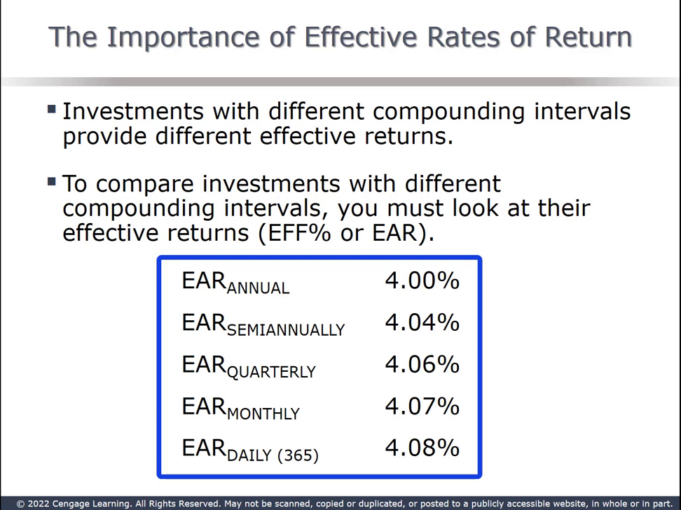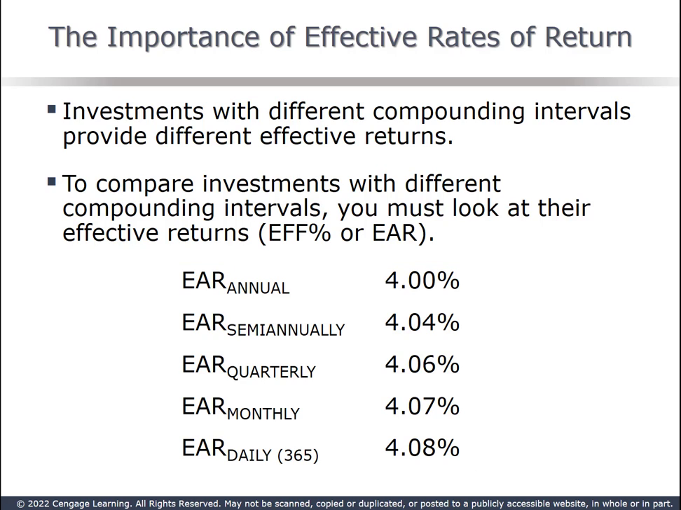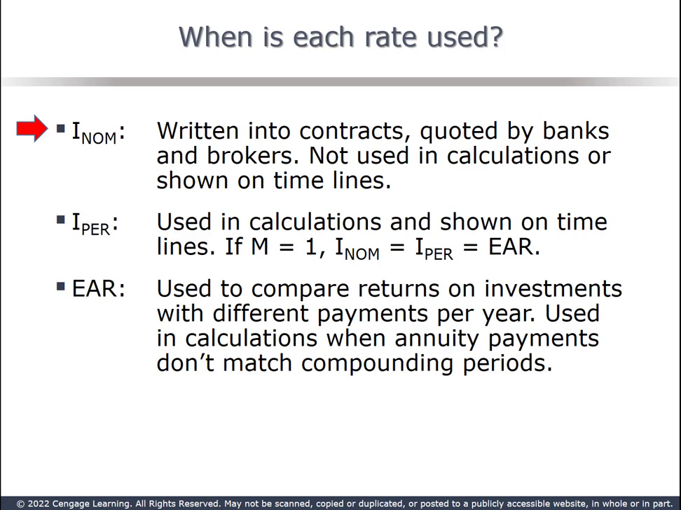These effective rates demonstrate why it's important to convert APRs to effective rates for comparison. While the difference may be small, with large amounts of money, that small difference can make a big difference. APR and EAR can be equal, but only if the APR is an annual rate, M equals 1. If M is greater than 1, then the EAR is always greater than the APR. Nominal rates are quoted in contracts. They're not used in calculations or on timelines. Periodic rates are used in calculations and on timelines. Effective rates are used for comparisons.